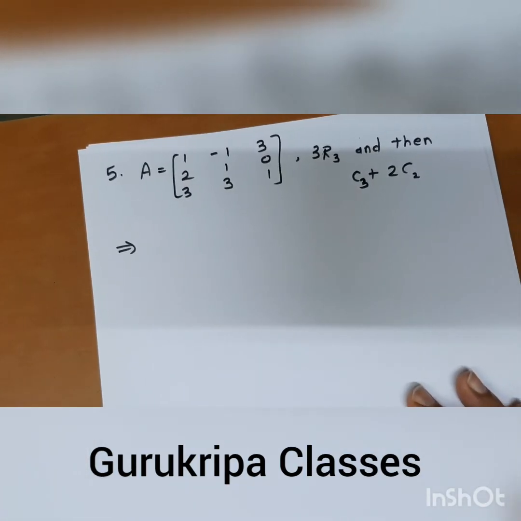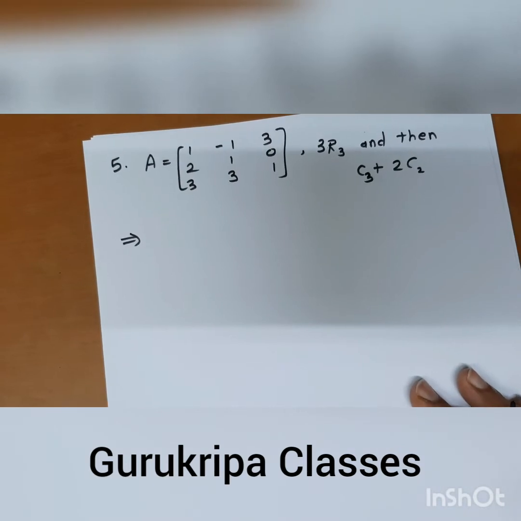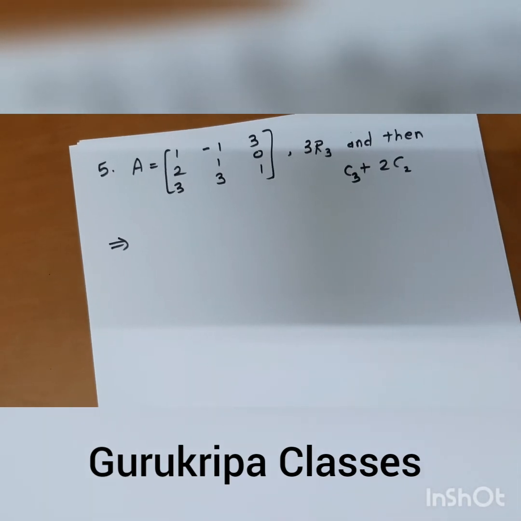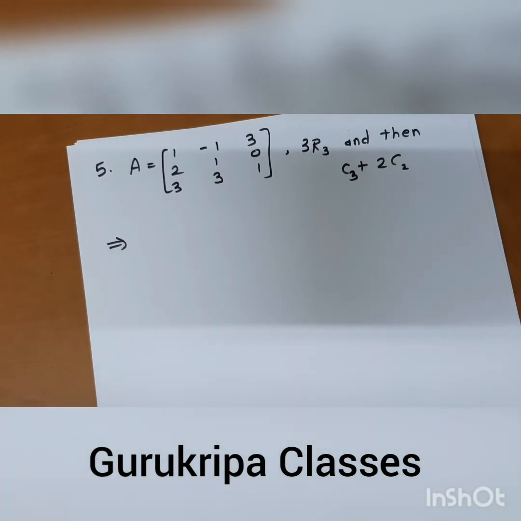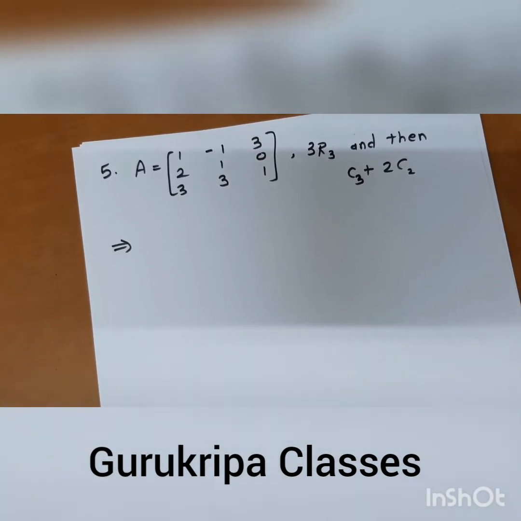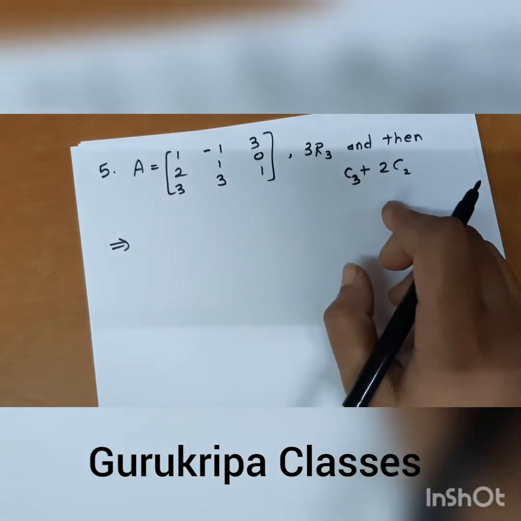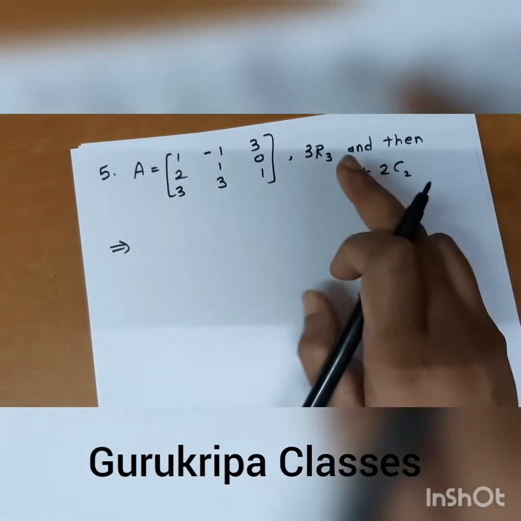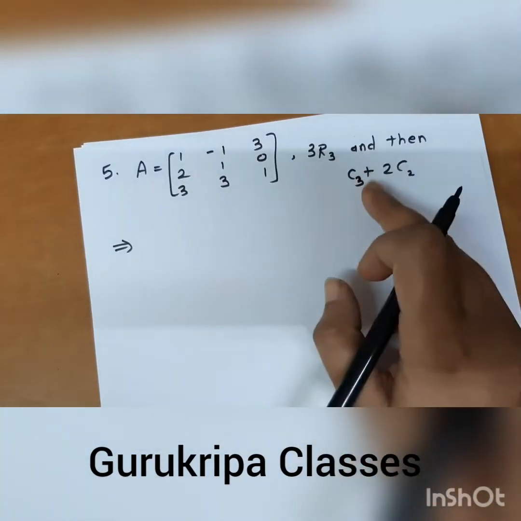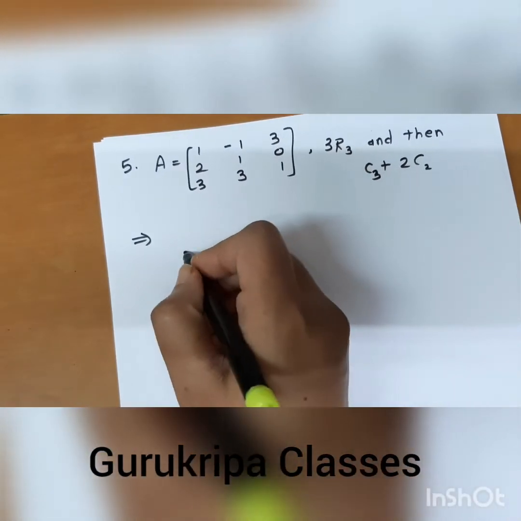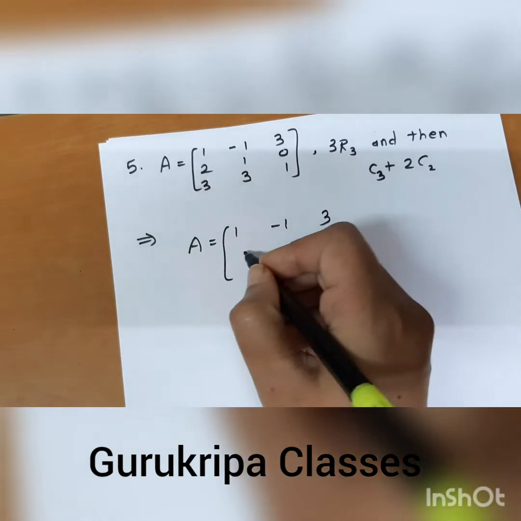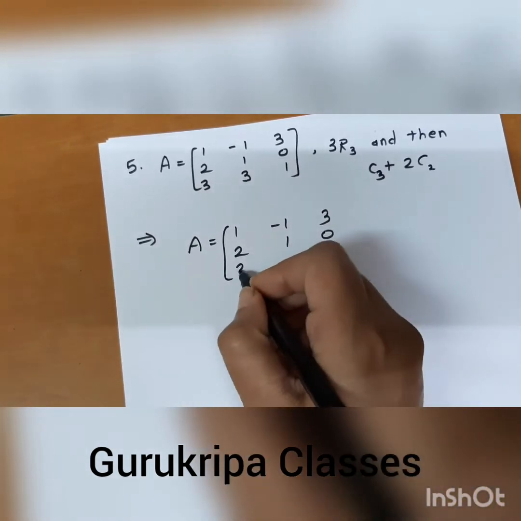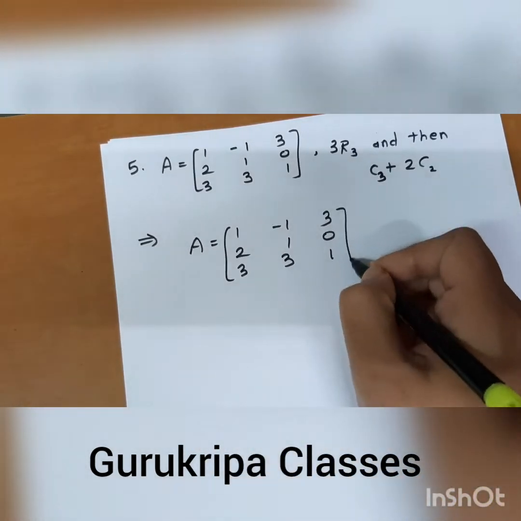Example number 5. A is the matrix. Now see, this is of 3 by 3: 1 minus 1 3, 2 1 0, 3 3 1. The operations are 3R3 and then C3 plus 2C2. So we have to apply the two transformations one after the other. First I will write the given matrix A. The given matrix is 1 minus 1 3, 2 1 0, 3 3 1.